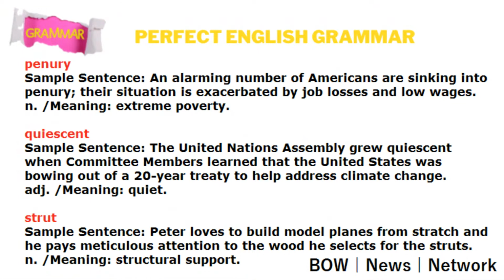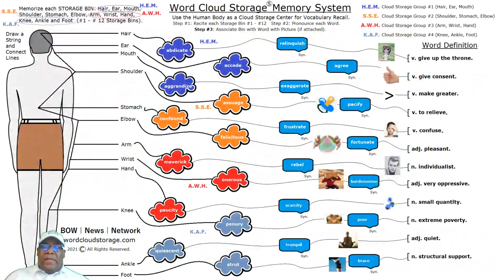Peter loves to build model planes from scratch, and he pays meticulous attention to the wood he selects for the struts. Normally the struts are used to connect, for biplanes, the top and lower wing structure. In many cases the wood has to be very, very strong when making model planes, for structural support. So that rounds out the 12 words that we're working on.